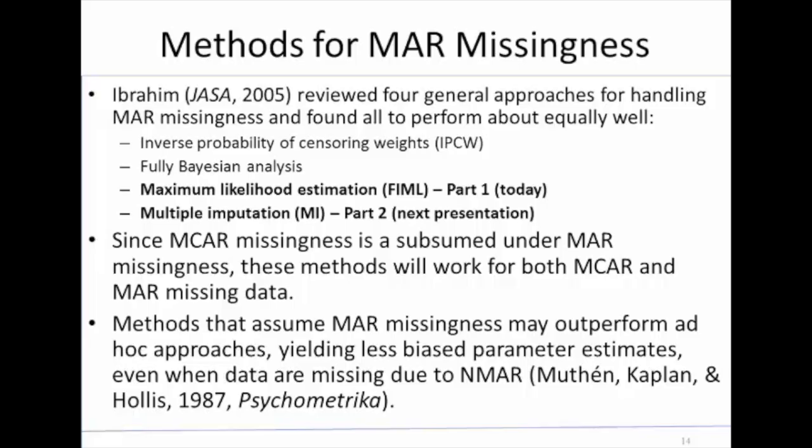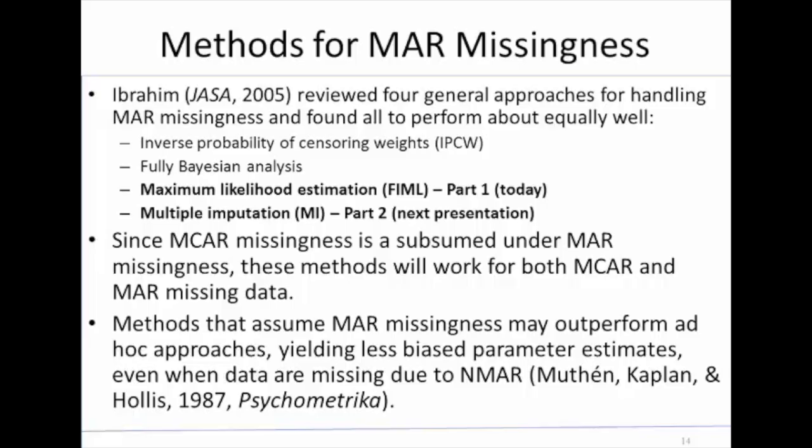And Joe Ibrahim in 2005, and Jazza again, reviewed 4 general approaches for handling MAR missingness and found all to perform about equally well. The first one is inverse probability of censoring weights. For those of you who are interested in causal inference methods, that's the approach that people who do causal inference really like, because basically you build a statistical model to predict missingness, using multiple variables. For those familiar with propensity score methods, it's a very similar logic. You generate a predictive model for propensity of missingness, then calculate an inverse probability weight of missingness, and utilize that weight in your subsequent analysis to improve the accuracy of the estimates.